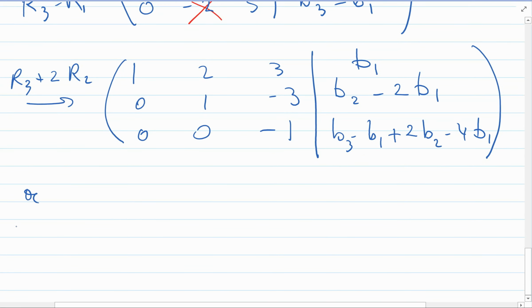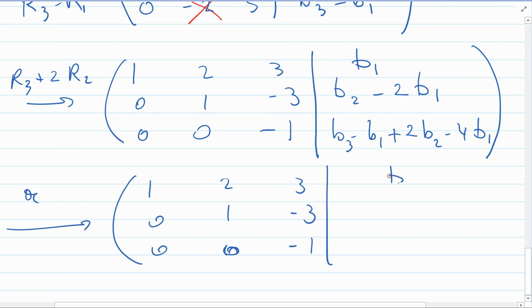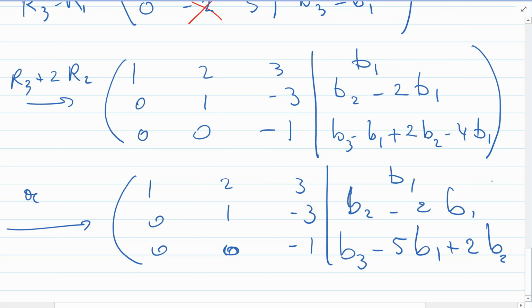Or we can do some algebra here. 1, 2, 3, 0, 1, minus 3, 0, 0, minus 1, b1, b2 minus 2b1. One has to be extremely careful about the algebra. b3 minus 5b1 plus 2b2. I mean, we can put them in an order, minus 5b1 plus 2b2 plus b3.